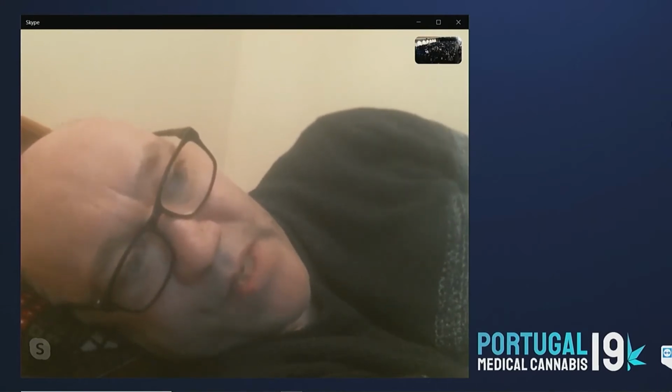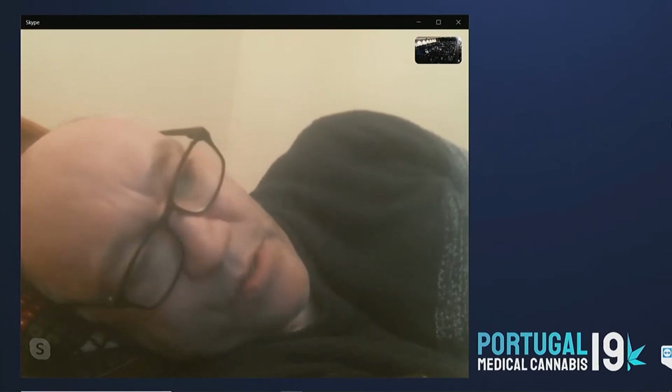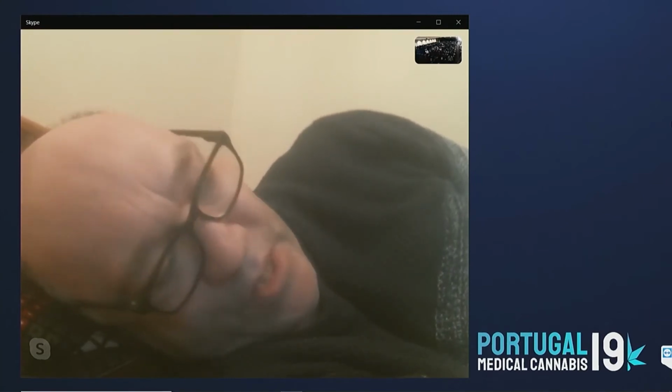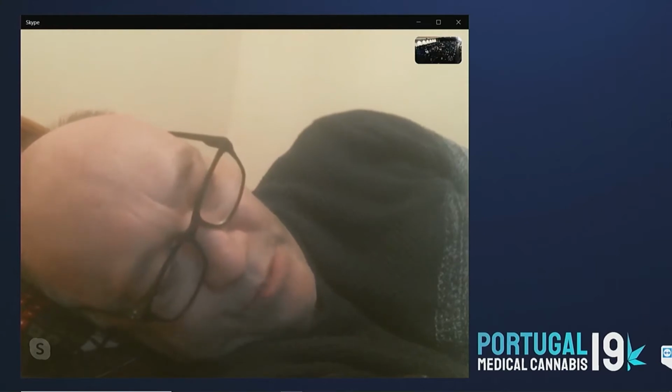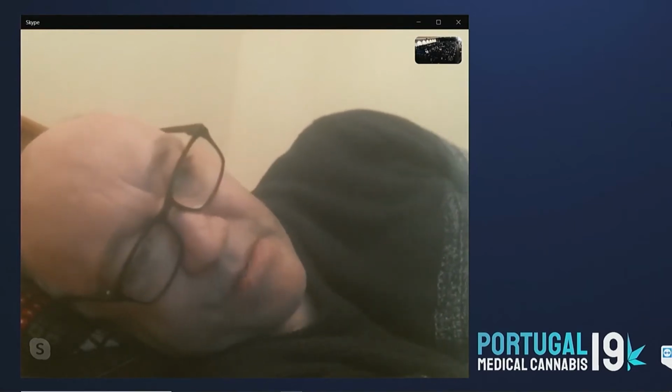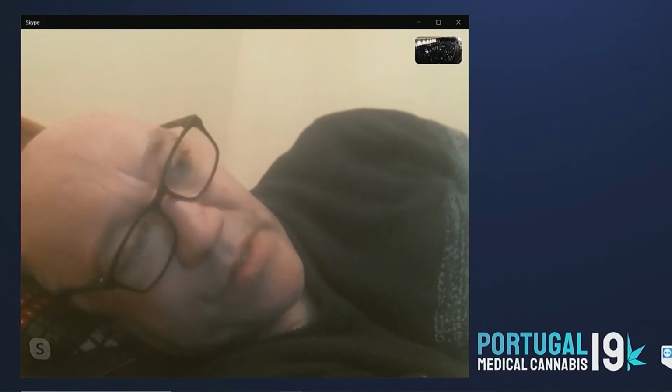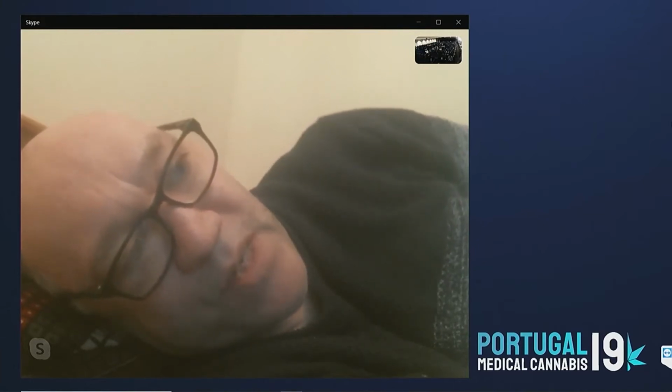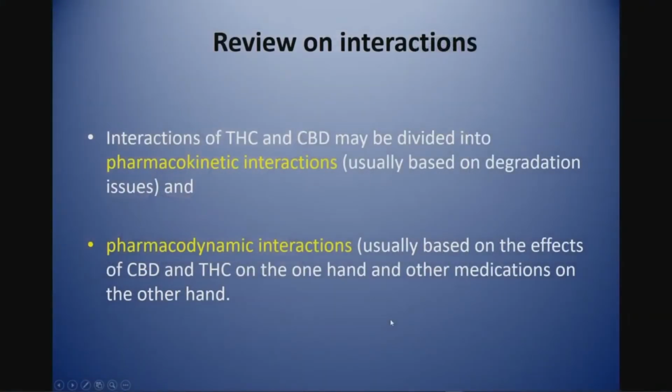And then we have another kind of interaction. These are so-called pharmacodynamic interactions, which are usually based on the effects of THC on the one hand and other medications on the other hand. For example, if you give THC together with a sedating drug, then sedation by THC and the other drug may increase each other. So these are the basic kinds of interactions.